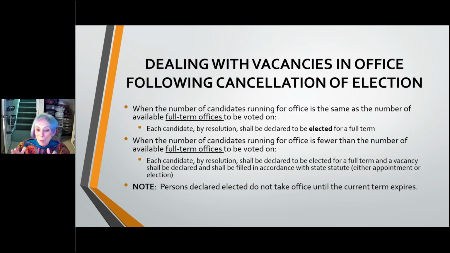And then where there was a vacant position, so 3 candidates for 4 positions on the ballot, you cancel the election, they're declared to be elected for the full terms, and then there is a vacancy, and that vacancy is filled by appointment. Then that position is again up on the ballot in 2 years, and that person can choose to run for 2 more years. And this answers the question before: the persons declared elected after canceling don't take office until the current term expires.